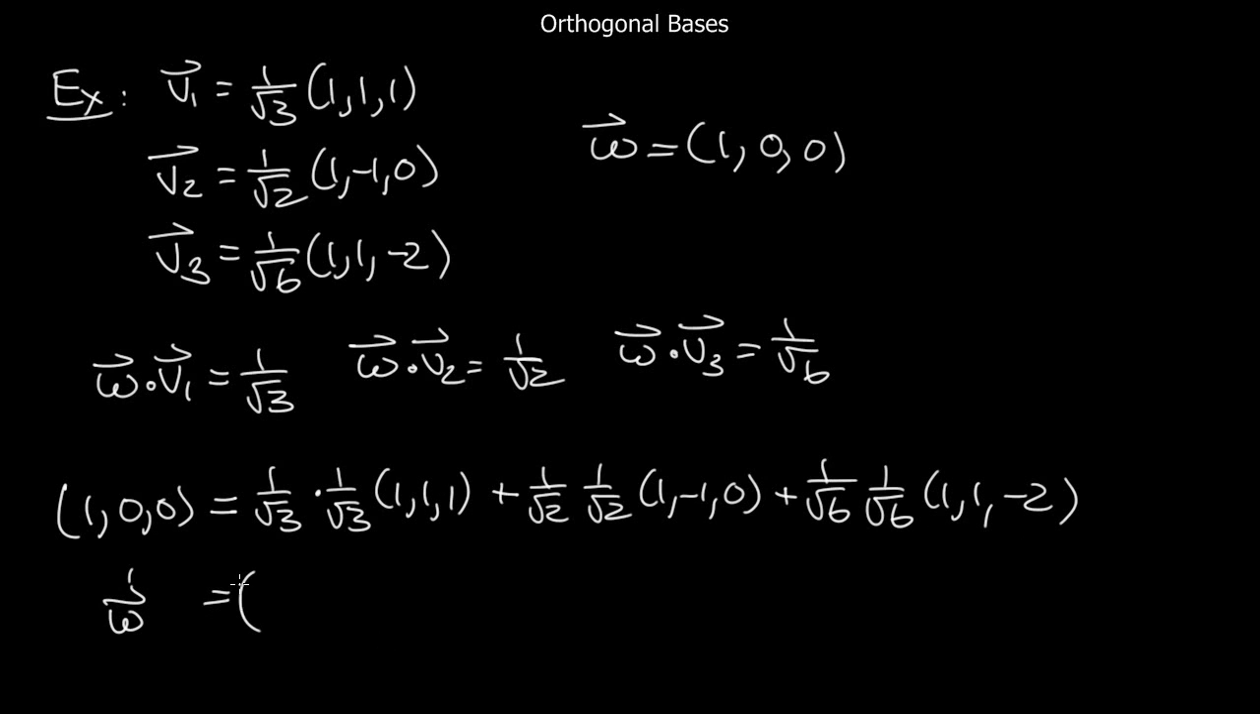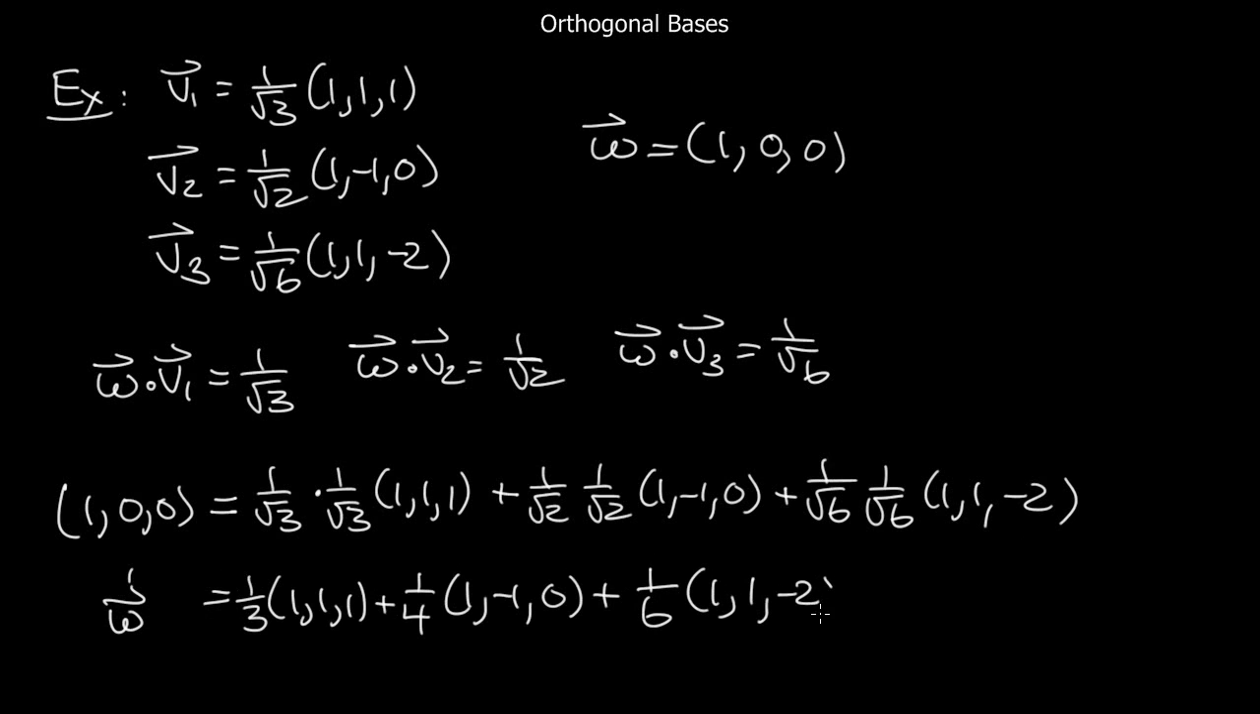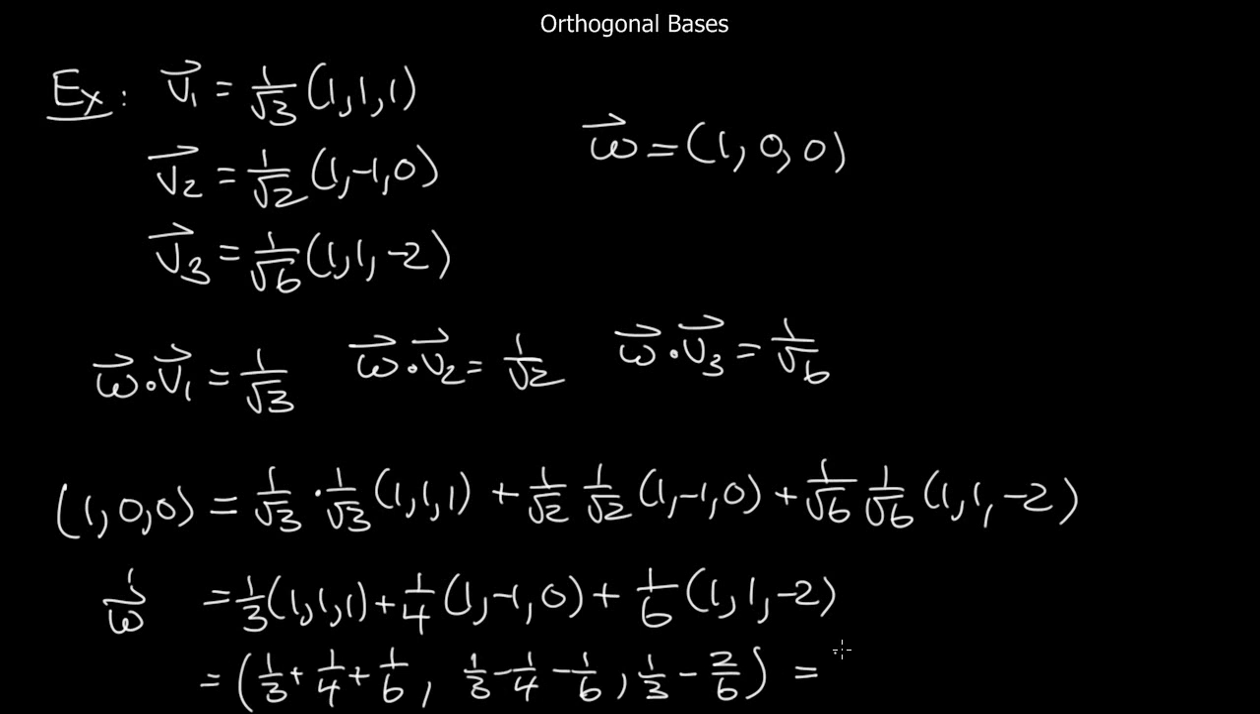And if you work out the constants, well, let's see, this gives you a 1/3 times 1, 1, 1, plus a 1/2 times 1, minus 1, 0, plus 1/6 times 1, 1, minus 2. And let's just check if this is really right. So you get a 1/3 plus a 1/2 plus a 1/6, and a 1/3 minus a 1/2 plus a 1/6, and a 1/3 minus 2/6. And if you work that out, you get 1, 0, and 0.